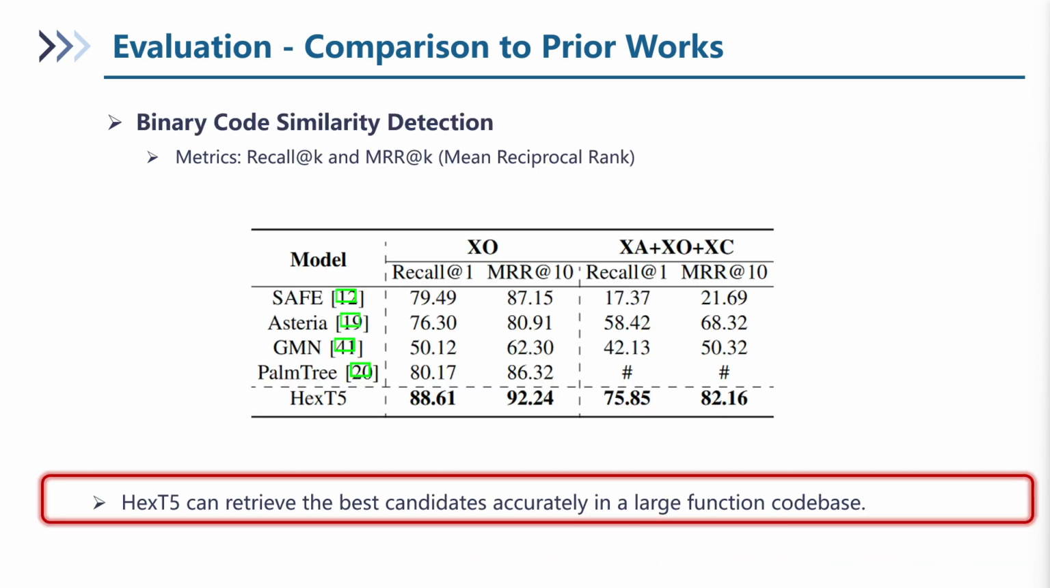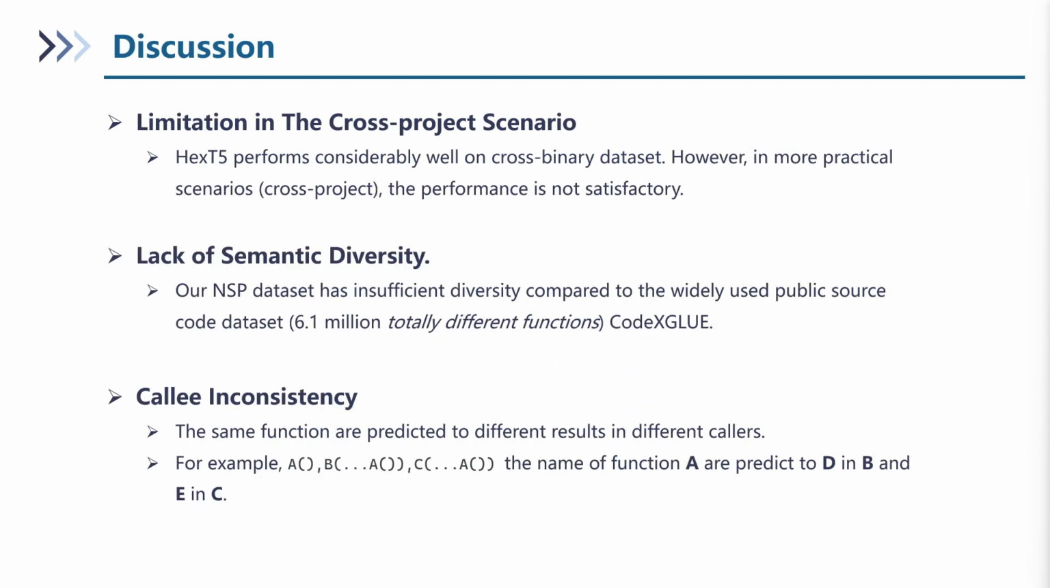Lastly, on the similarity detection task, we compare with existing methods on the one-to-many search task. XA plus XO plus XC means that the target code and the query code are across all of the compilation options. The results show that HexT5 can retrieve the best candidates accurately in a large code base.